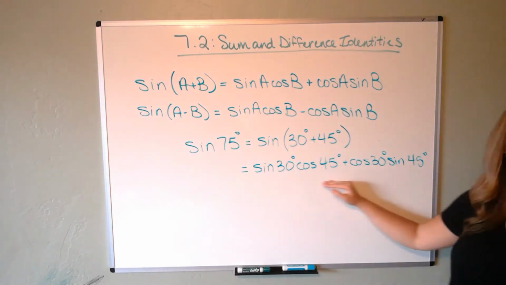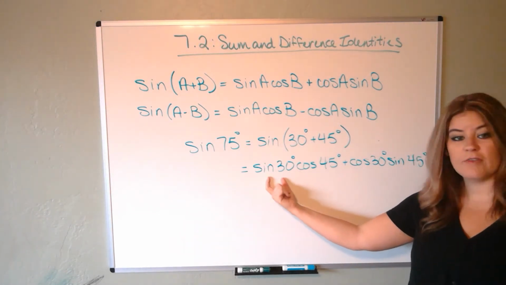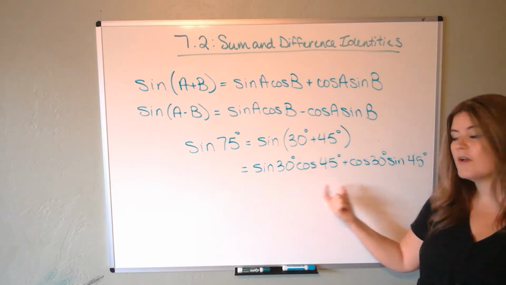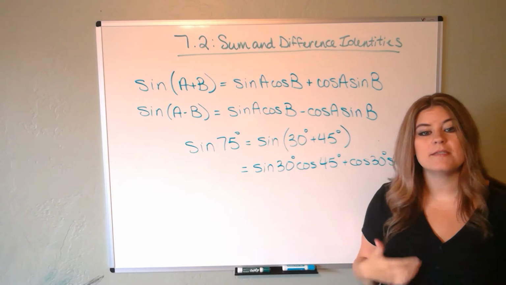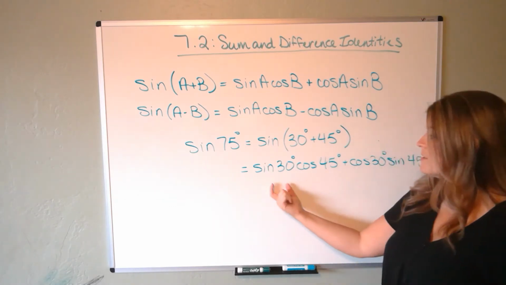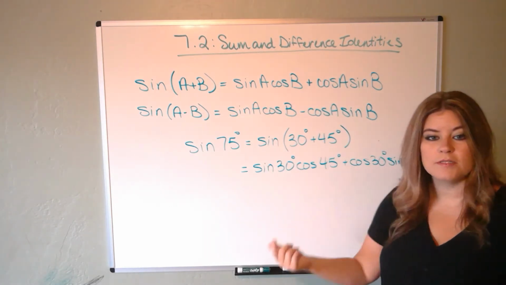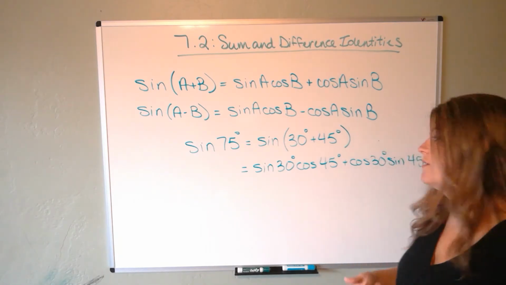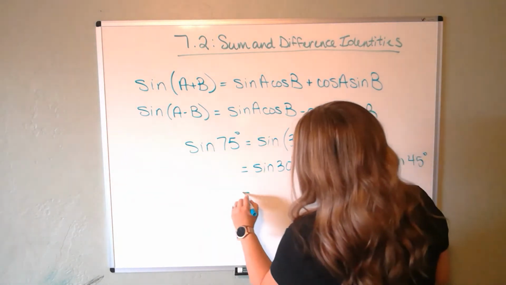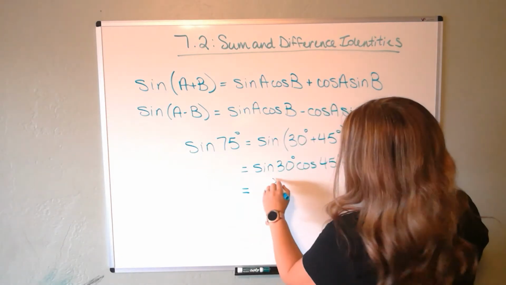So I have it all written out like this. These values, sine 30, cosine 45, and so on, those are on my unit circle. So all I have to do is look them up, reference them, put them in here, do some multiplication and some addition, and I have found an exact answer for the sine of 75. So let's do that. You guys, what's the sine of 30? Well, that's 1/2.